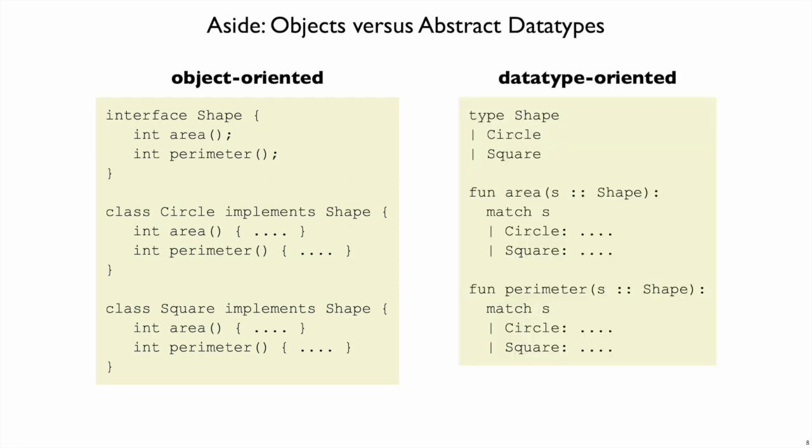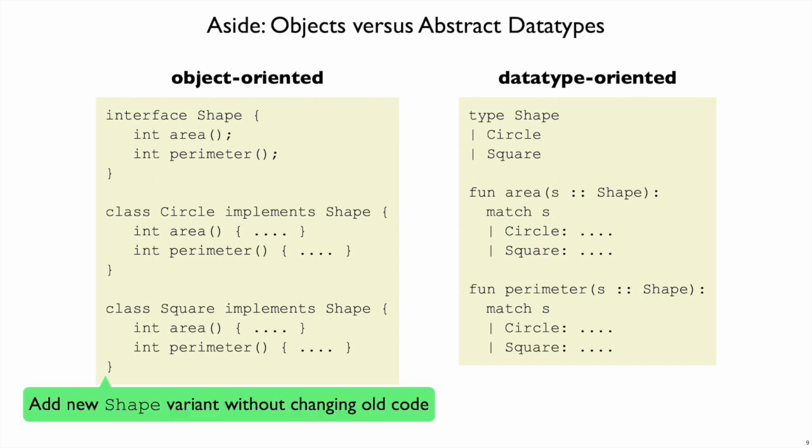In a data type-oriented approach, we say that there is a particular category like shape, and these are, once and for all, the members of that category. And then separately, we can write different operations that operate on all instances of that category, like a function area that takes a shape and does something depending on whether it's a circle or a square. You can write the same sorts of programs in either of these styles.